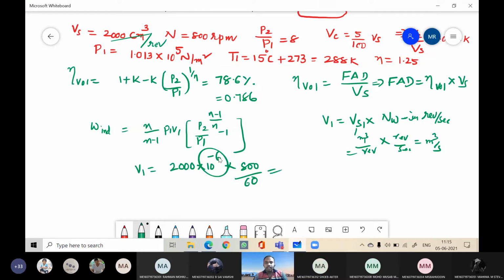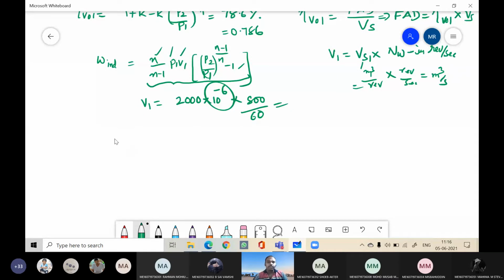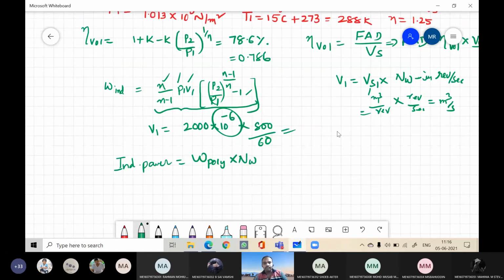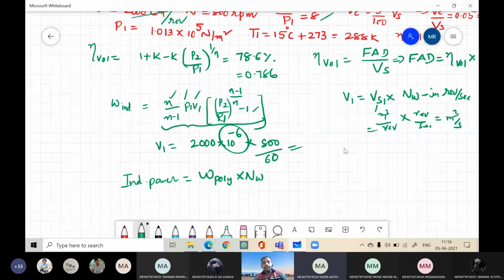So once you know V1, then it is okay to calculate this formula, because n value is known, P1 is known, V1 we calculated just now, P2 by P1 value is given, pressure ratio 8, and (n minus 1) by n value. So from this we can calculate indicated work. Once you know indicated work, we can calculate indicated power. So indicated power is equals to work done during polytropic process into Nw as usual. Okay, so from that we can calculate indicated power. Clear or not? Sir, but there is some clearance also.